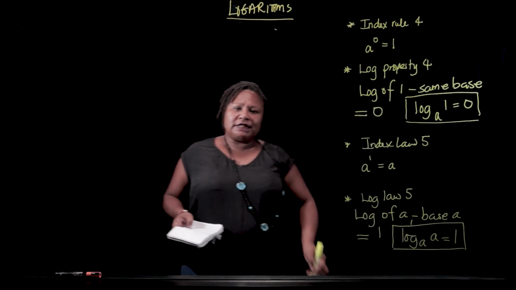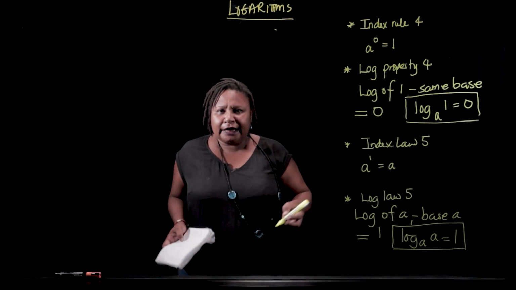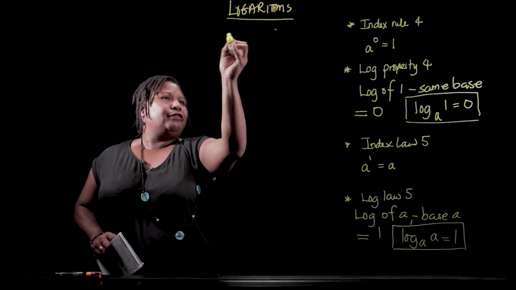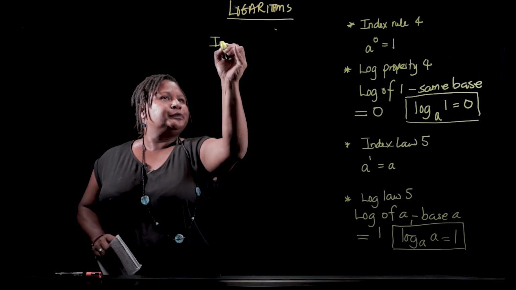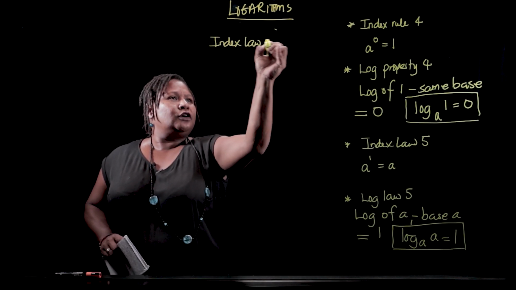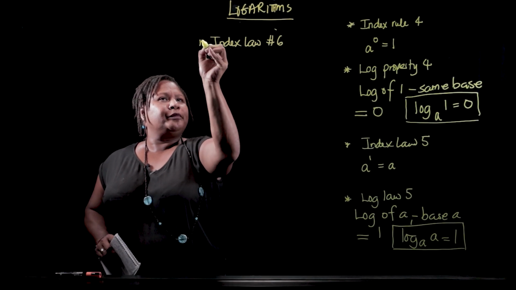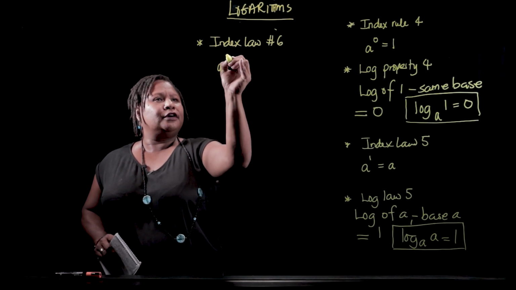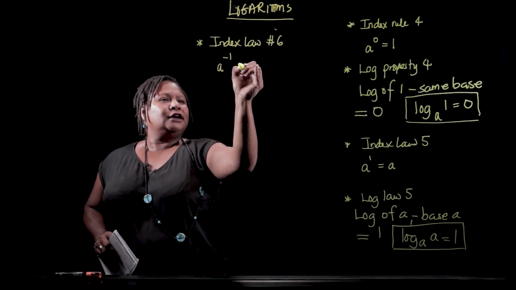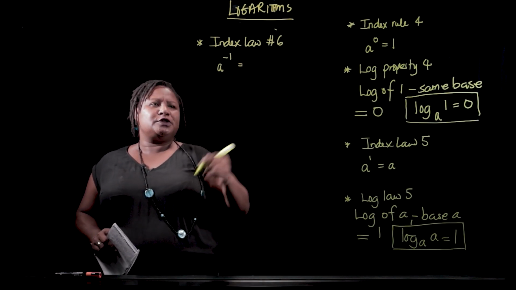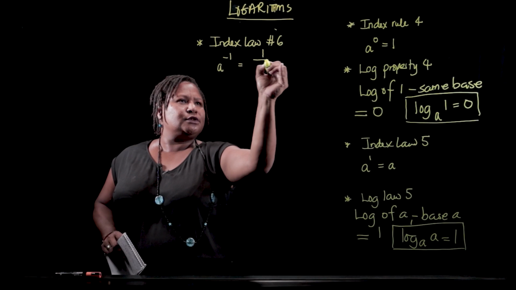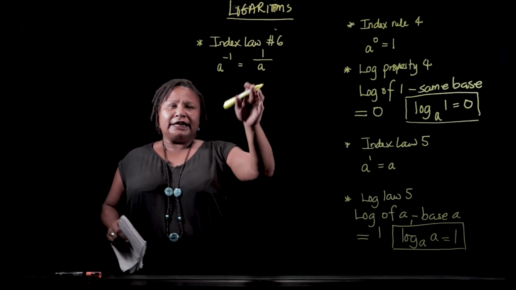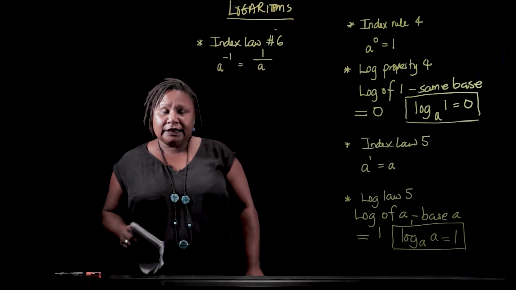Now, index law number 6 is where we are looking at negative powers. Index law number 6 states that a number raised to the power of a negative number is positive when you take its reciprocal. So this is equal to 1 over A. That's the law of index when raised to the power of a negative number.